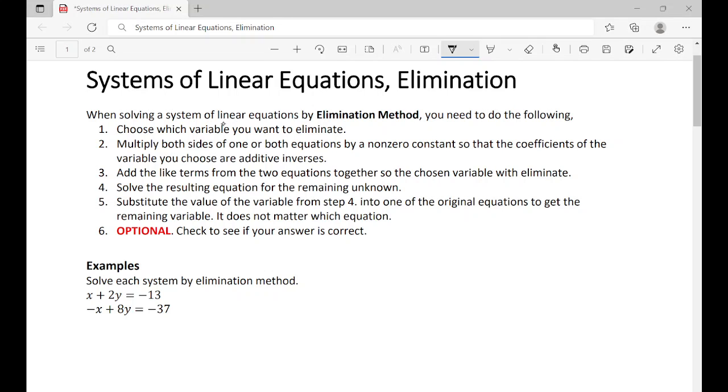When solving a system of linear equations by the elimination method, you need to do the following. First, choose which variable you want to eliminate. It doesn't matter, choose whichever you think is easiest.